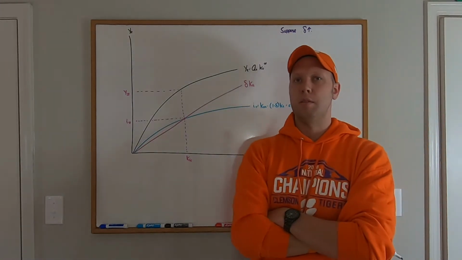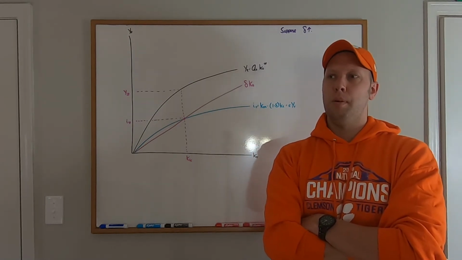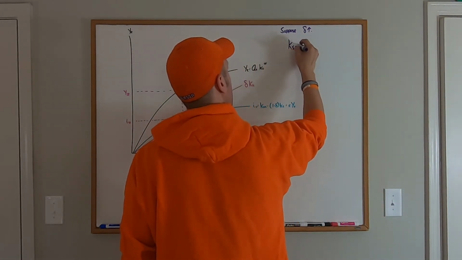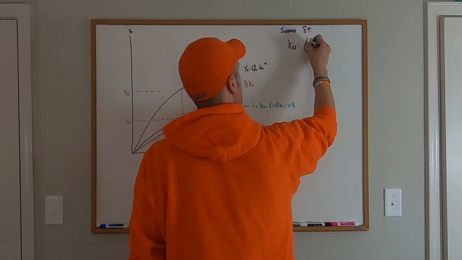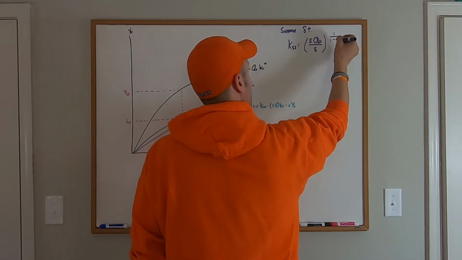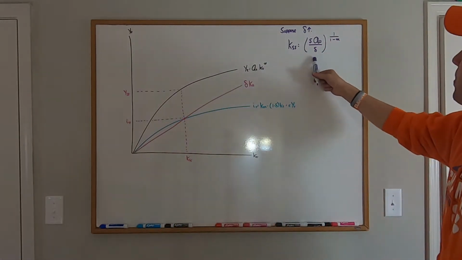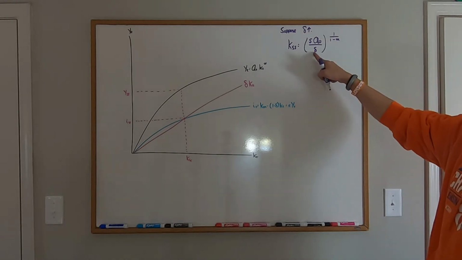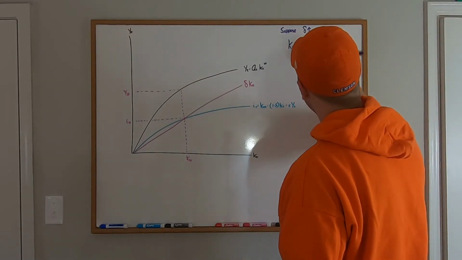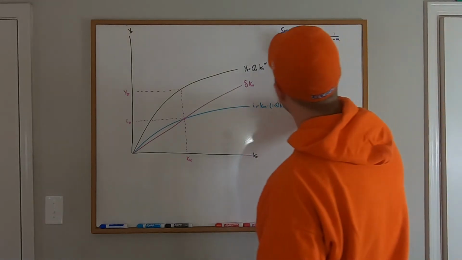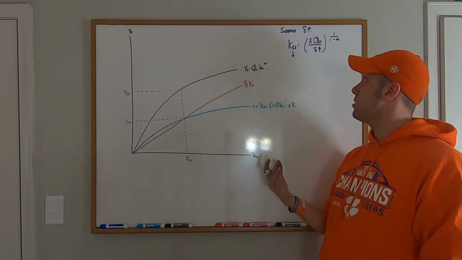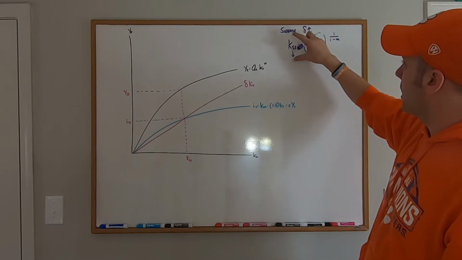If depreciation goes up, well, let's think of it this way. I've got steady state capital. Now in steady state capital, depreciation is in the denominator. So if depreciation goes up, then steady state capital is going to go down. Anything in the denominator that gets larger makes the overall fraction smaller, meaning K_SS is going to get smaller.